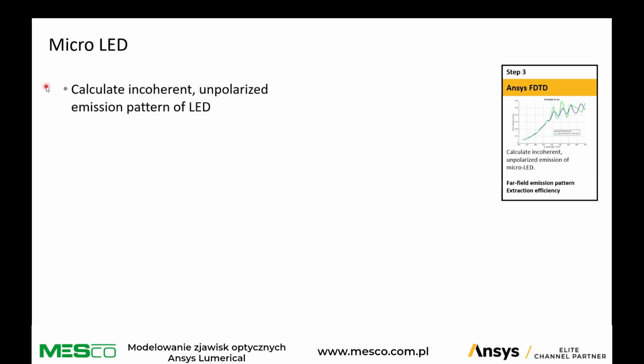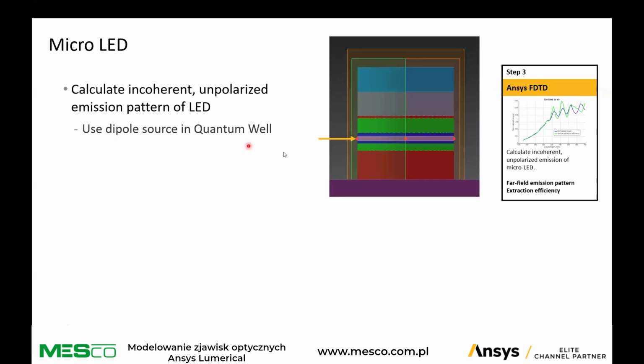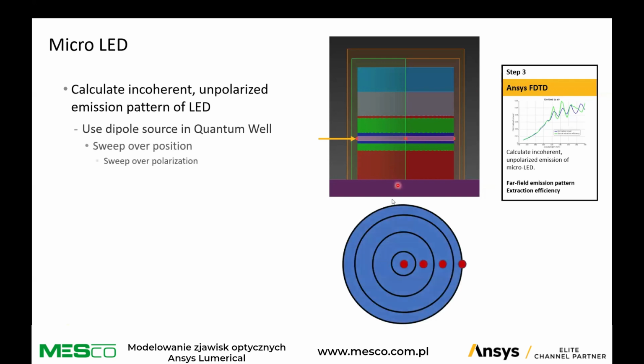So in this micro LED simulation, as I mentioned, we consider that the light is emitted from the quantum wells, and we will use dipole sources in this quantum well to calculate how light is generated and extracted by this LED. Obviously, light is not emitted at a single point. So in order to get the actual emission of the LED, we need to sweep over the position of the dipole in order to cover the area where the light is emitted from.